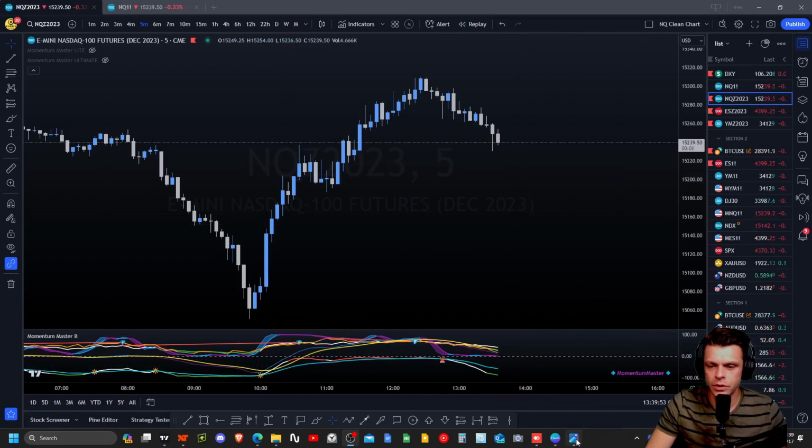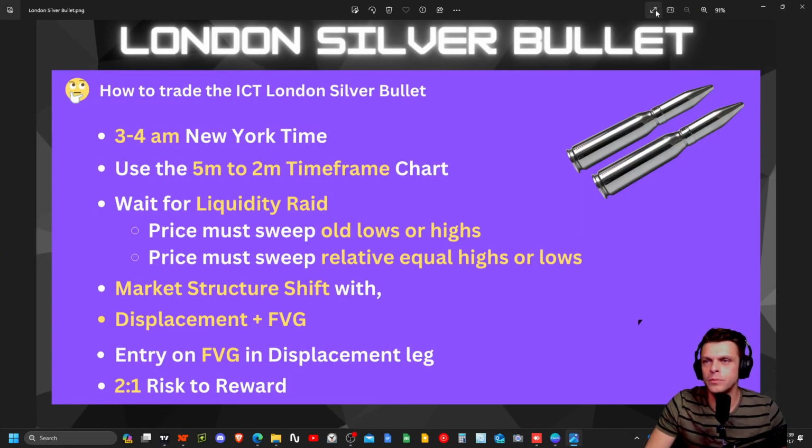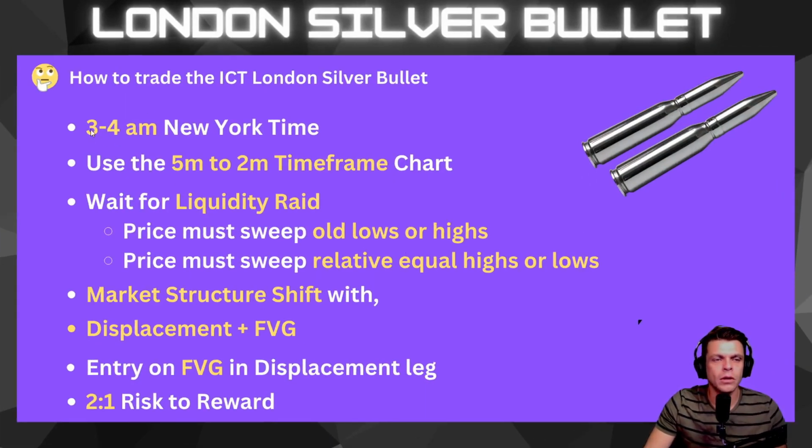All right, so let's first have a look at the rules that I follow. We are going to be looking for the fair value gap to form between 3 and 4 a.m. New York time or Eastern Standard Time. We are going to be using the 5 to 2 minute time frames, and I'll show you when we use the 5 minute and when we go down.